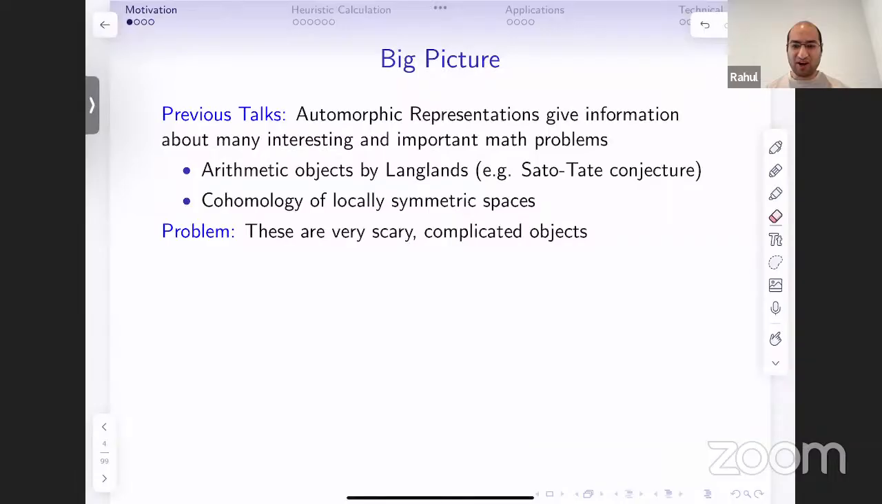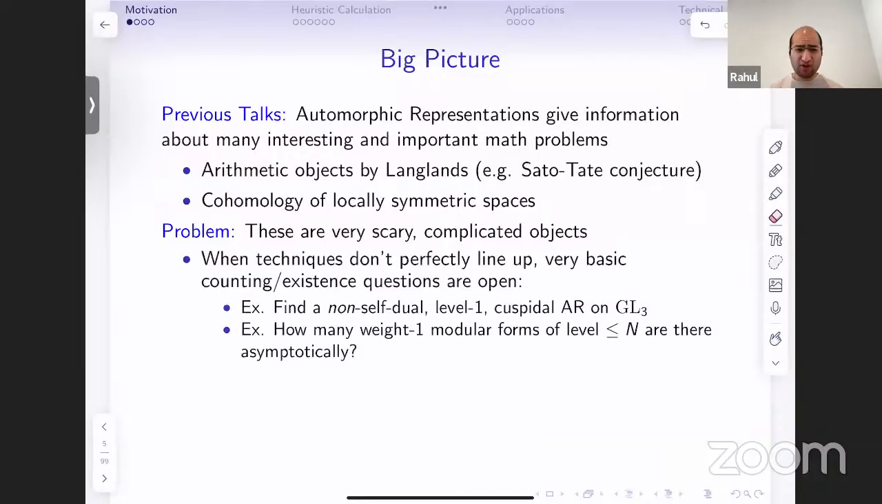However, there's a problem. The problem is that these automorphic representations end up being pretty scary, complicated objects. Specifically, the functions that make them up are very special solutions to complicated partial differential equations on very high dimensional spaces. And it's not just any solution. You have to find a solution where things perfectly line up so that things decay fast enough, and it ends up being very complicated. To emphasize how complicated these objects are, when the tools that we know how to study them with don't perfectly line up, there are some very basic counting or existence questions that are open.